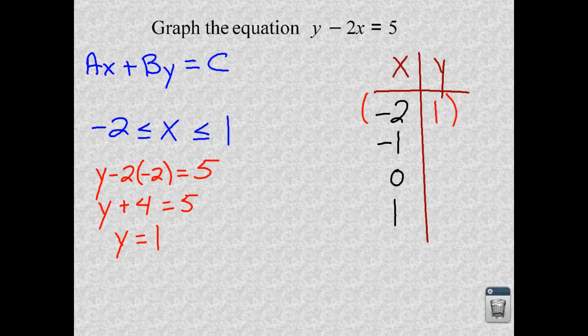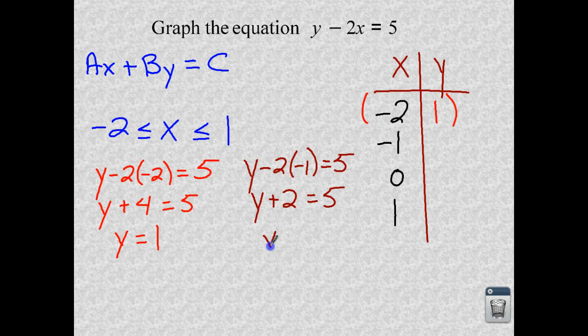Now let's choose another one. The next one is -1. So y minus 2 times our given domain value is equal to 5. So y is equal to 3. So when our input is -1, our output is +3.